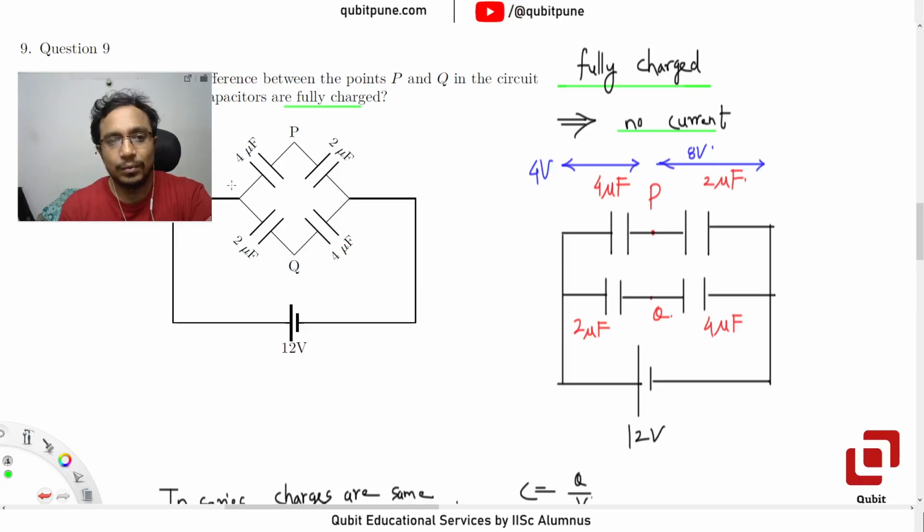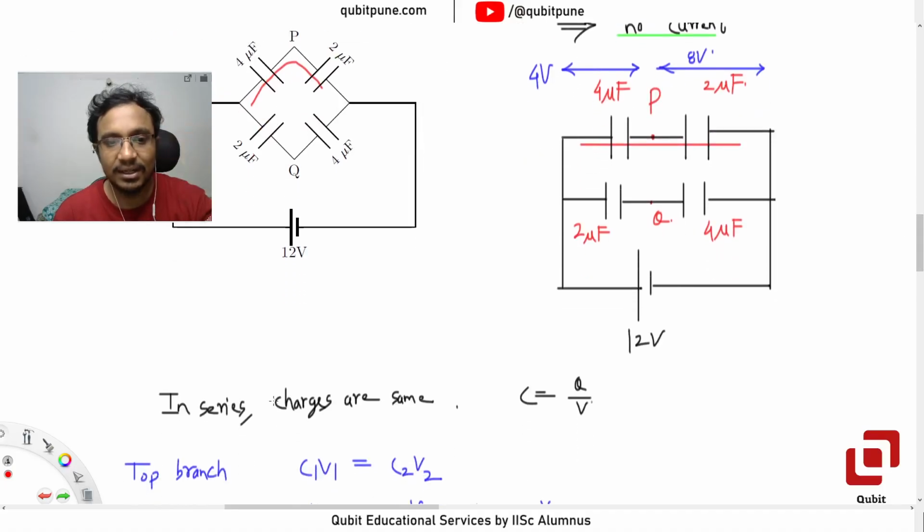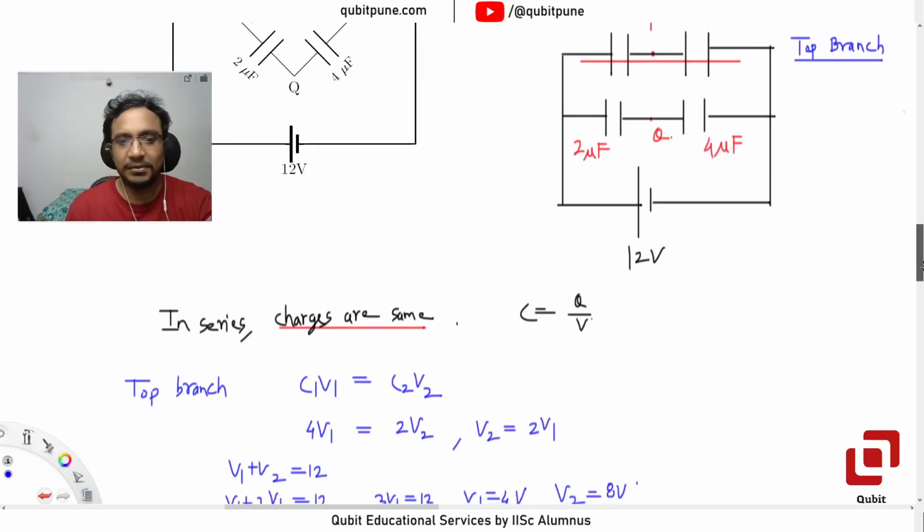Okay, so ये मैंने एक branch कर दिया यहाँ पे. This branch is this. It's not the current. Okay, I'm just showing the branch, and then the bottom one. So what I did is I first found out what is the potential difference between the plates of this capacitor, and to do that I have first used the fact that the potential difference between these 2 points is 12 because it's a parallel combination, and then when the capacitors are connected in series, the charge is the same, and with C equal to Q by V formula, I can say that C1 V1 is equal to C2 V2 for the top branch. This is my top branch. Okay, so C1 V1 equal to C2 V2.